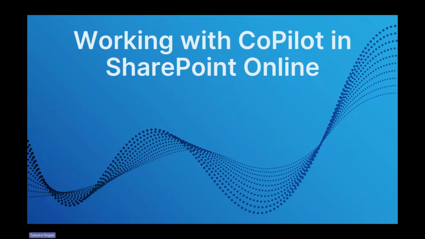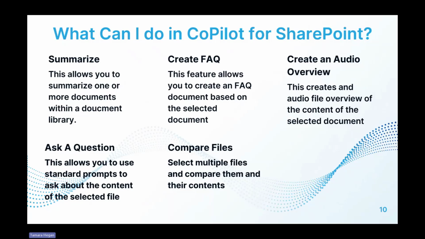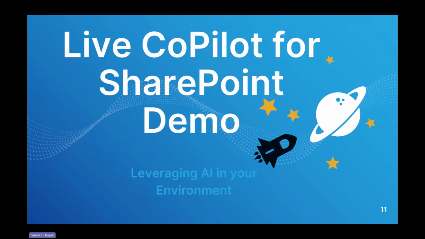So when you're working with Copilot directly in SPO, what does that look like? Within a document library, Copilot in SharePoint allows us to summarize a large document into a small bit, create an FAQ from a file based on a selected document, create an audio overview, so an actual voice giving an overview of what is in that content, ask a question about the content and get a chat response back and forth, or compare files. So if you have multiple files, it will allow you to compare them together.